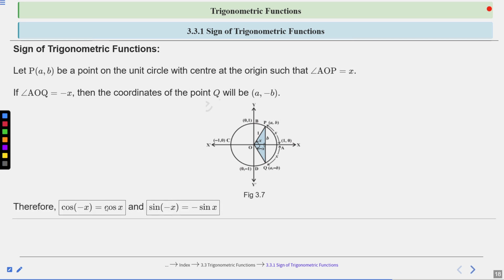Therefore, cos of -x is equal to cos x, right? Because the x coordinate is basically the same, a and a. Therefore, cos of -x is equal to cos x, and sin of -x will be equal to minus sin x, because the y coordinates have basically changed sign. So sin of -x will be equal to minus of sin x, right? Let's move to the next slide, I think.